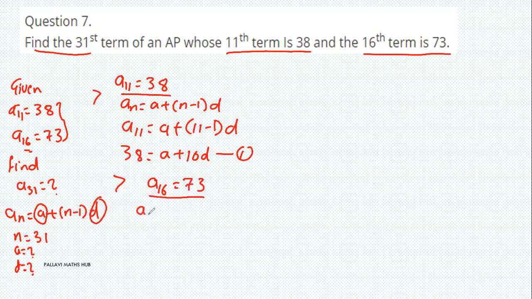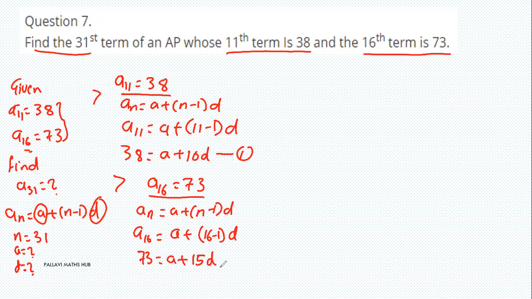So An is equal to A plus n minus 1 into D, the formula you already know. An means A16. A16 is equal to the value of A (question mark) plus n is 16 minus 1 into D. A16 is 73, which is equal to A plus 16 minus 1, which is 15D. Call this equation 2. By using equation 1 and 2, find out the value of A and D.